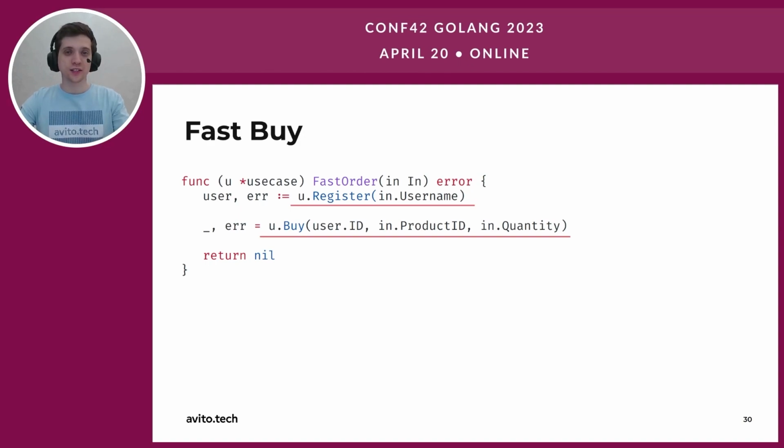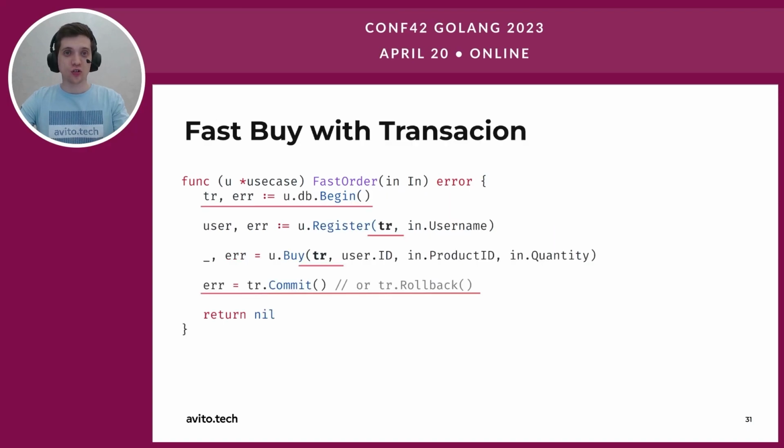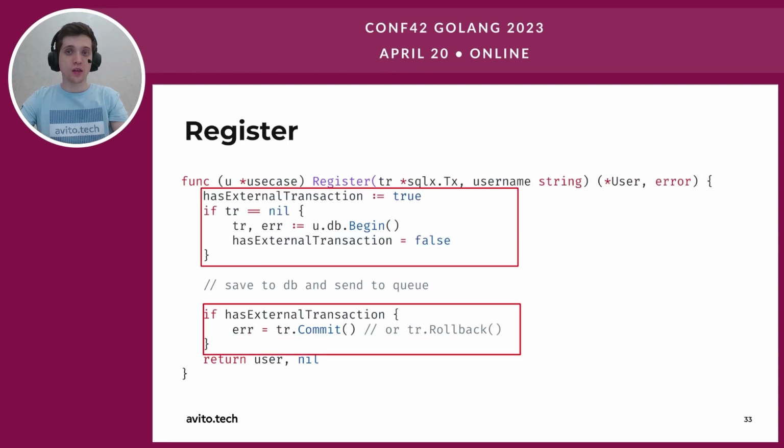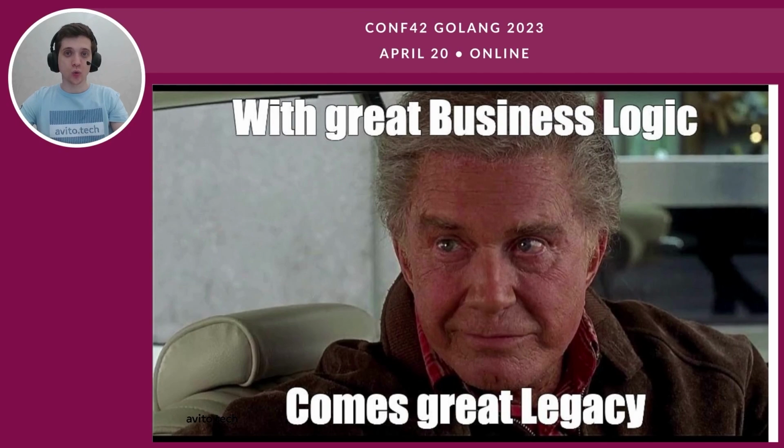An attentive listener may have already noticed the issue in the code. The solution is the same as for the two previous scenarios. We add transaction control and pass the transaction in the use cases. In addition, we complicate transaction control inside the use cases. The two lines are changed to if-else to decide whether the flow is on the top level or it was called from something else, and it's not good. But as we know, with great business logic comes great legacy.